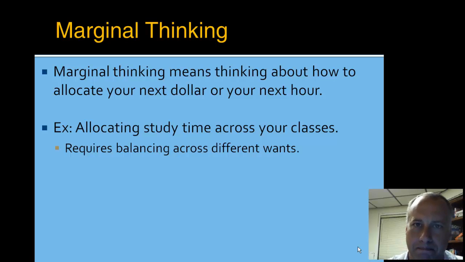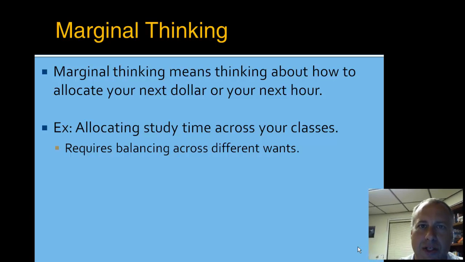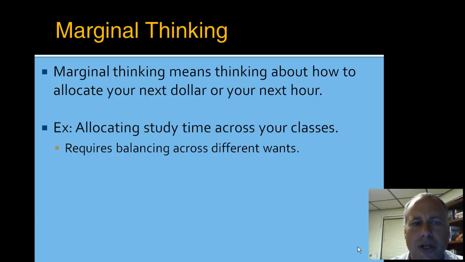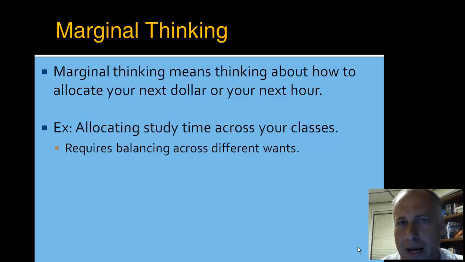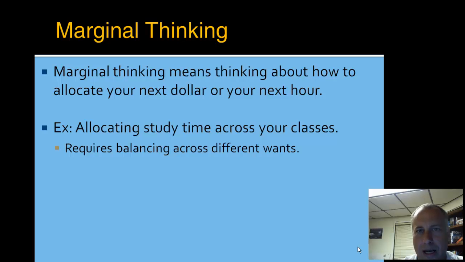Marginal thinking. An important concept in economics, and especially in microeconomics, is this notion of marginal thinking. Marginal thinking means thinking about how you allocate your next dollar or the next hour of your time, rather than thinking collectively about how you did. An example is thinking about how you allocate the time you study across your classes.